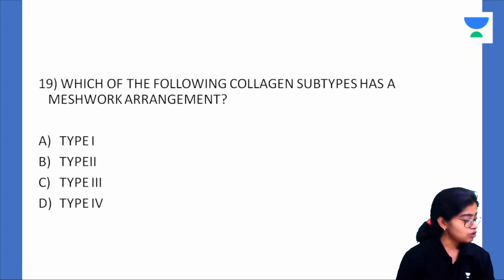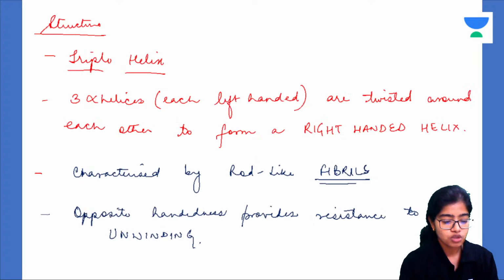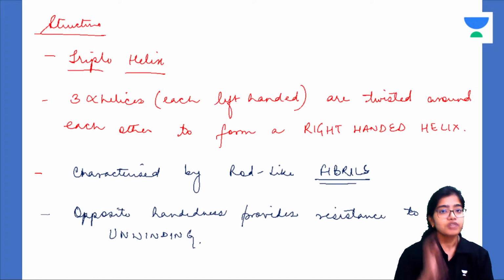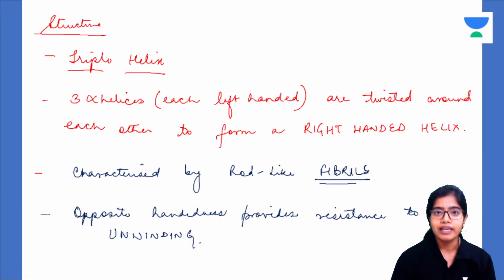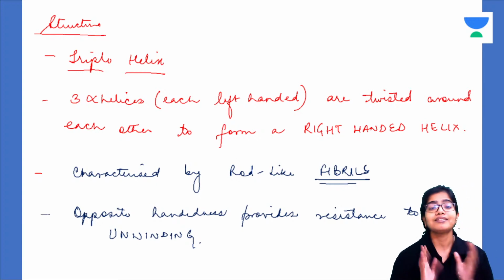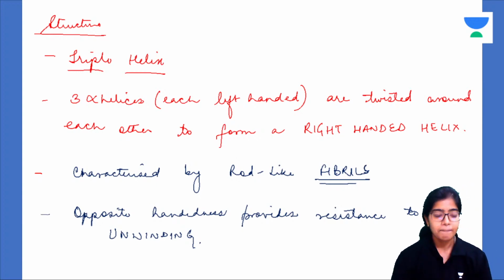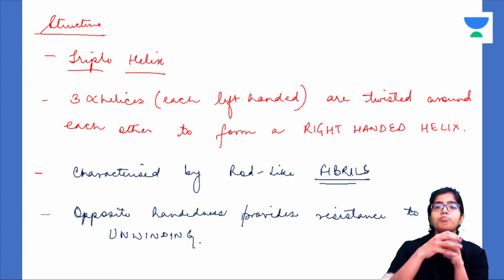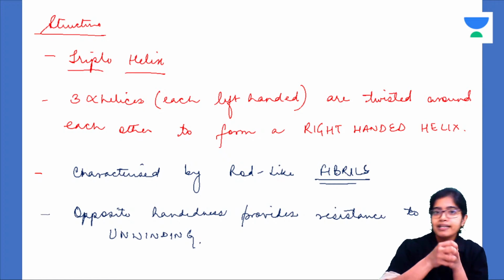Now, all of you, I'll tell you what is the structure of collagen. The structure of collagen is a triple helix. What is the meaning of triple helix? There are 3 alpha helices. Now, these 3 alpha helices are left-handed. And the superstructure of collagen is right-handed.